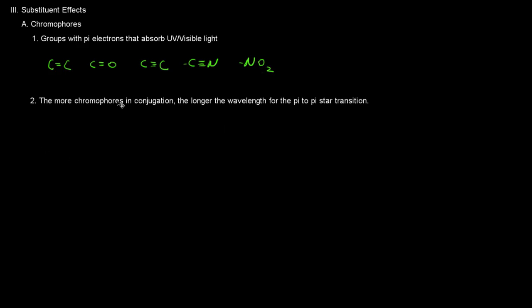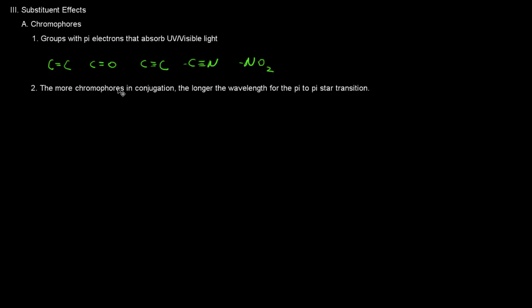The definition of a chromophore is very simply a functional group with pi electrons that absorb ultraviolet and/or visible light. Some obvious examples of that would be things like carbon-carbon double bonds, carbonyls, triple bonds, and nitro groups. The very simple rule that I'd like you to remember is that the more chromophores you have in conjugation, we're talking about pi electron conjugation, the longer the wavelength for the pi to pi star transition.